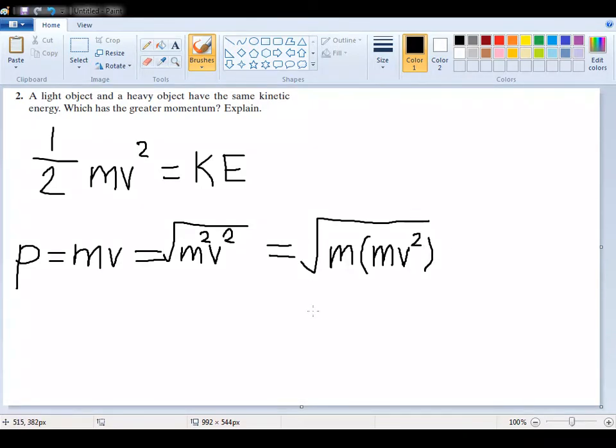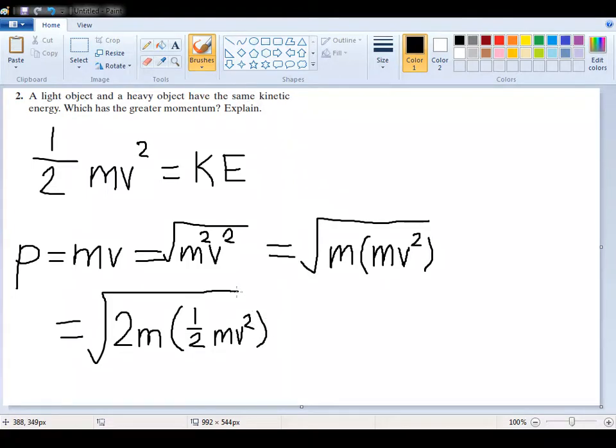Great. So now the only thing left that's missing is the half. So once again, keeping that equal to this, I'm going to keep the square root again. And we want all of this to be half of what it is now. But in order to, again, keep it equal, we're going to have to double the outside by 2. So I'm going to write this as 2m times 1/2 mv squared. Great. So now we've got 1/2 mv squared in that, which means that this is now equal to the square root of 2m times kinetic energy.